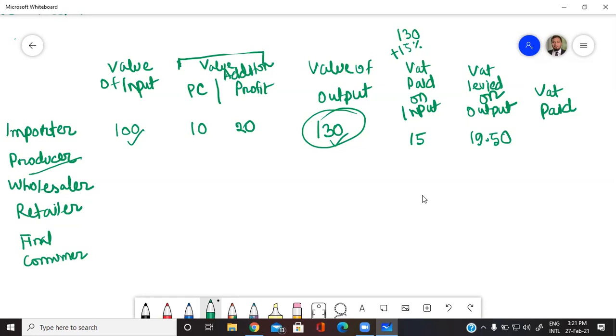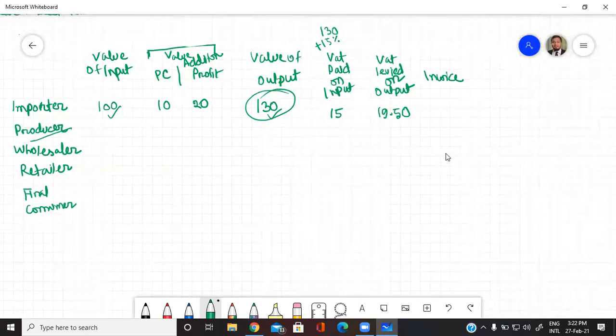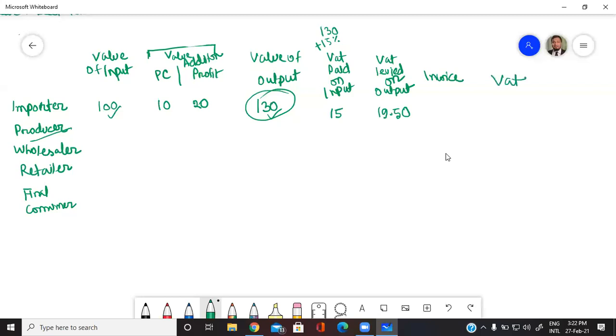So what will be the invoice price to the producer when he buys the goods from the importer? When the producer buys the goods from the importer, what will be the invoice price he is supposed to pay to the importer? 149.50. Okay. So let me write a column here. Invoice, and here the VAT payable. Okay, 149.5.